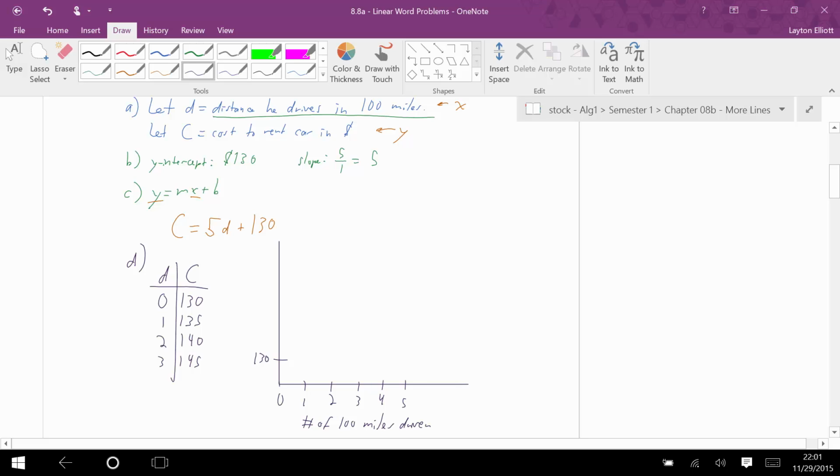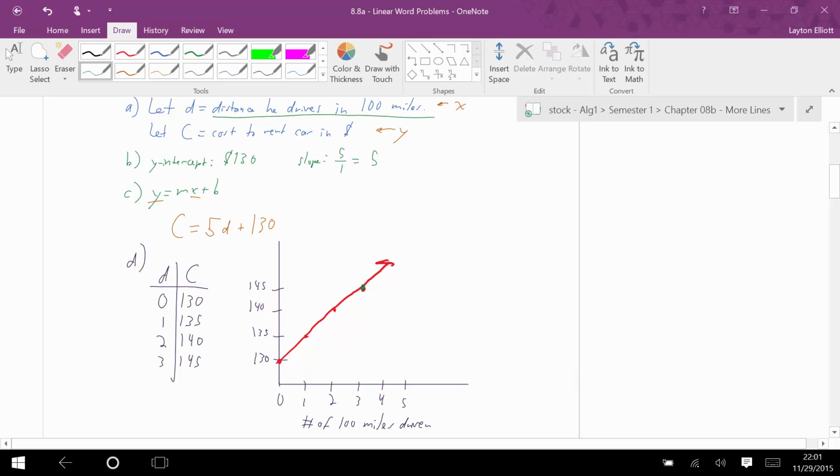And the vertical is just the cost. So I have 130, 135, 140, 145, and I'm just going to put some points down: 0, 130; 1, 135; 2, 140, and just get kind of a line going that way. That's a little sketch. We'll do a better one in a minute, but I want you to see that you don't need to have that much down to show what's happening here.